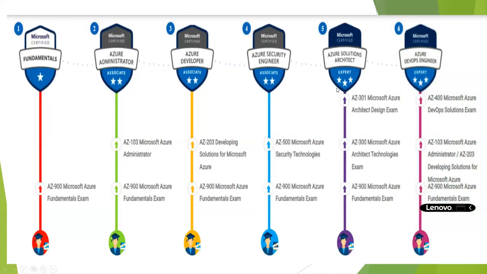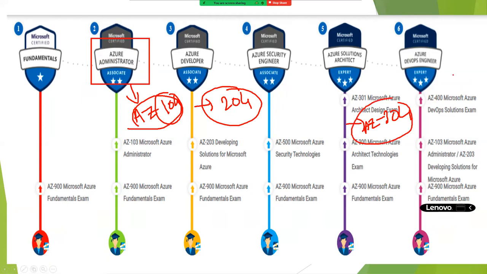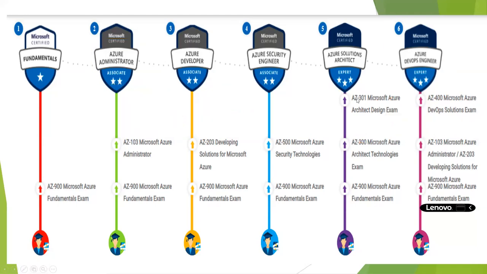There are many certification papers, guys. I will let you know one by one. First thing is Azure Administrator, AZ-104 at present. Azure Developer, AZ-204 at present. Azure Solution Architect, AZ-304. So Azure Administrator 104, Azure Developer 204, Architect 304, Azure DevOps AZ-400. Let me simplify it.